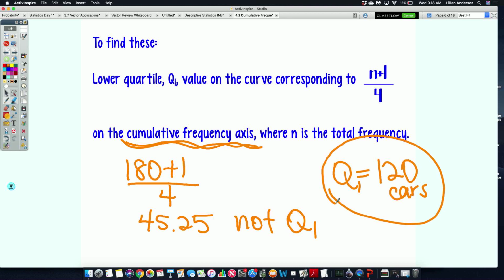Why did you choose 180 again? Because it's your total frequency. That was the bottom number of our frequency.